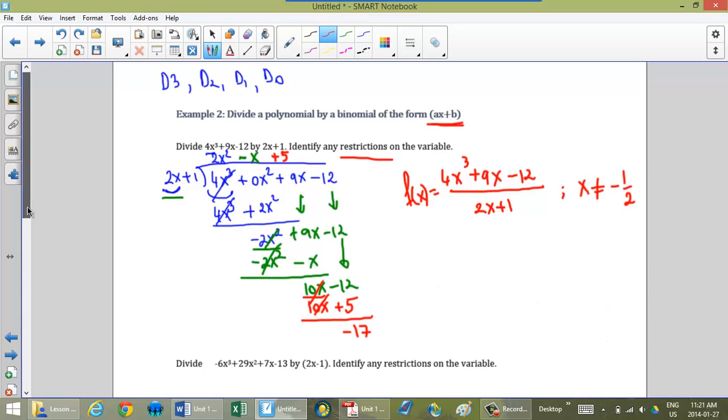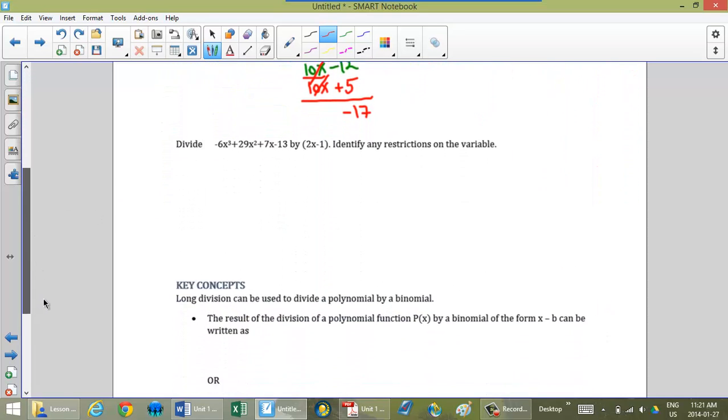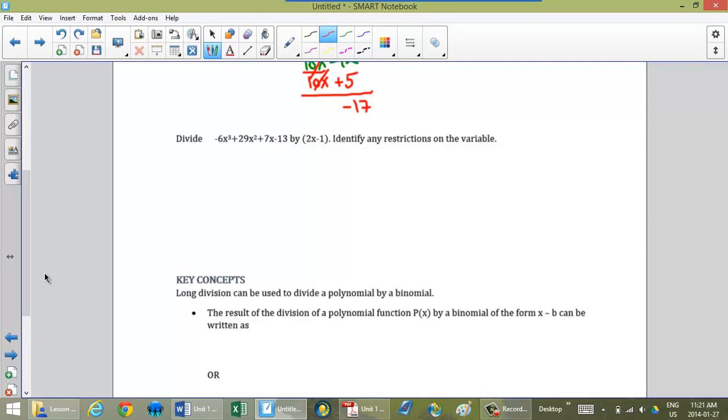I have an exercise for you to try at home on your own, and it's similar to the one above. However, there are no more missing terms in the polynomial, so you don't have to make up any terms. I want you to try and divide the polynomial p of x by the divisor 2x minus 1, and of course identify any restrictions on the variable.